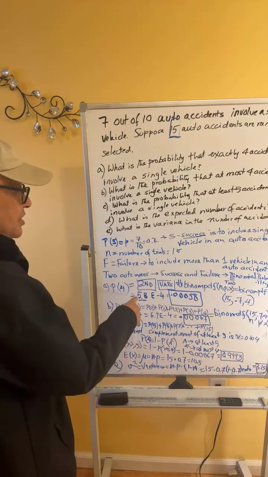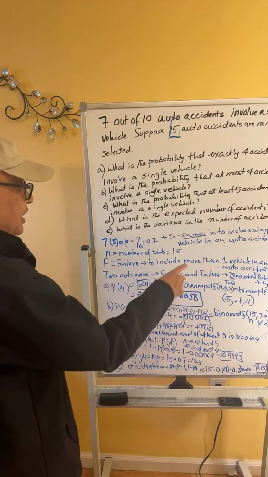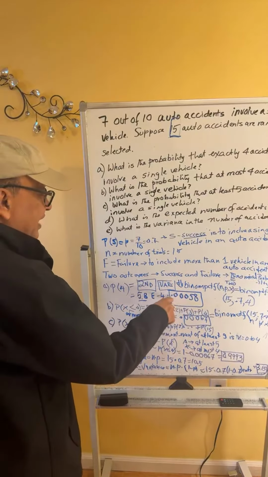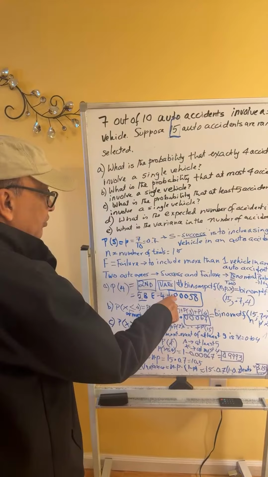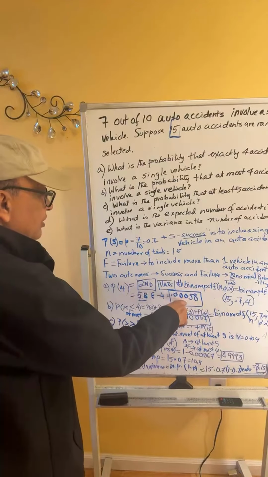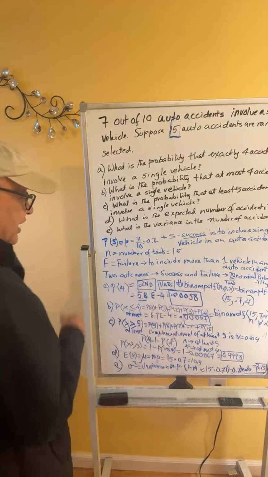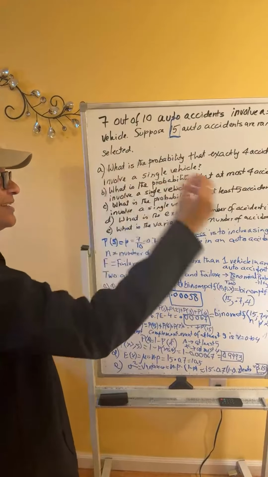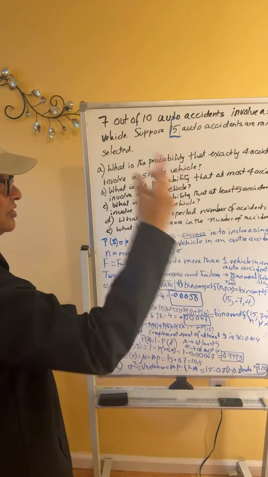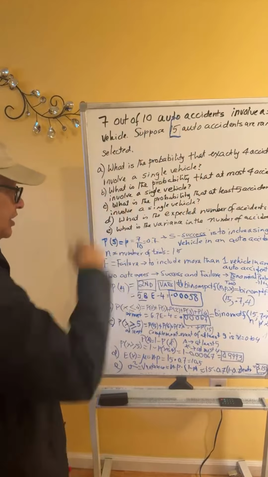Minus 4 means the first number 5 appears at the 4th place after the decimal point. So what happens to the first 3? They are filled with zeros, then 5 and 8. Okay? So that is exactly 4 accidents that involve one vehicle.